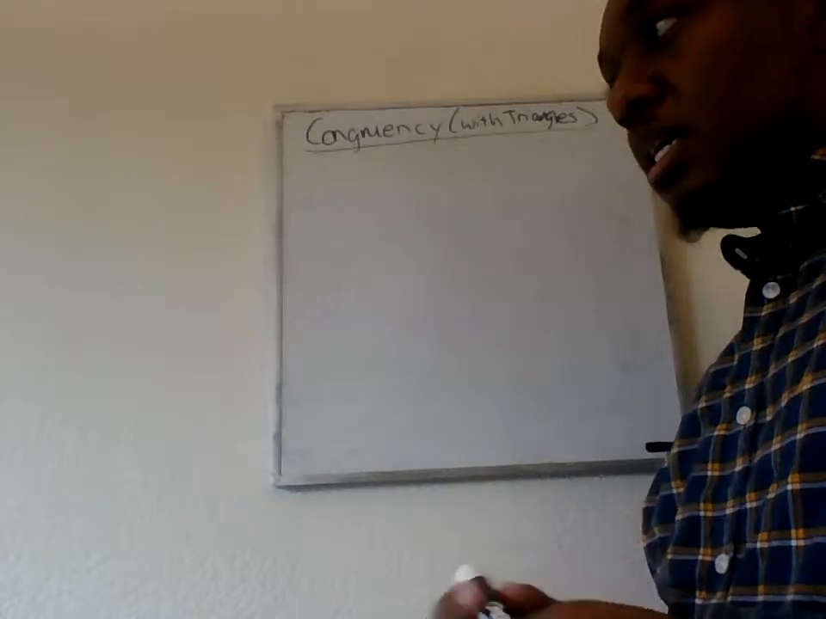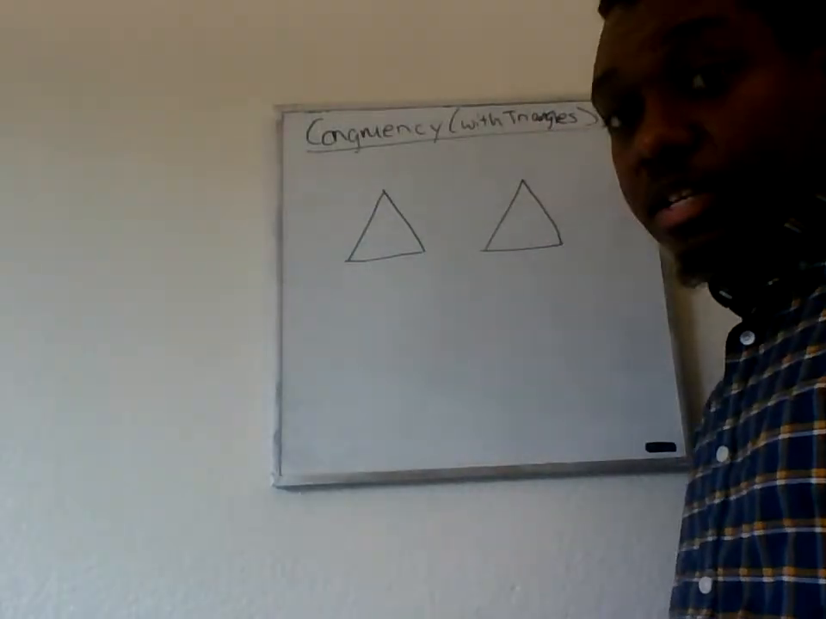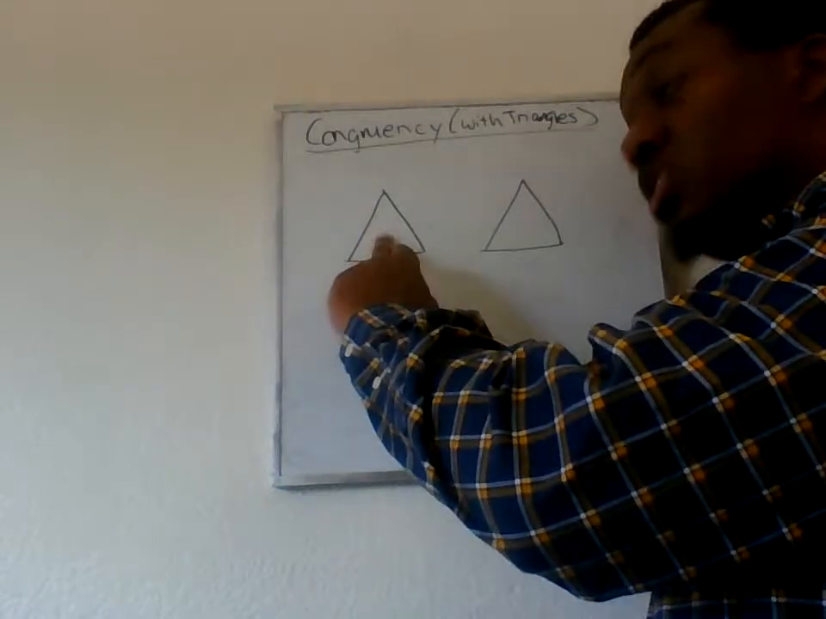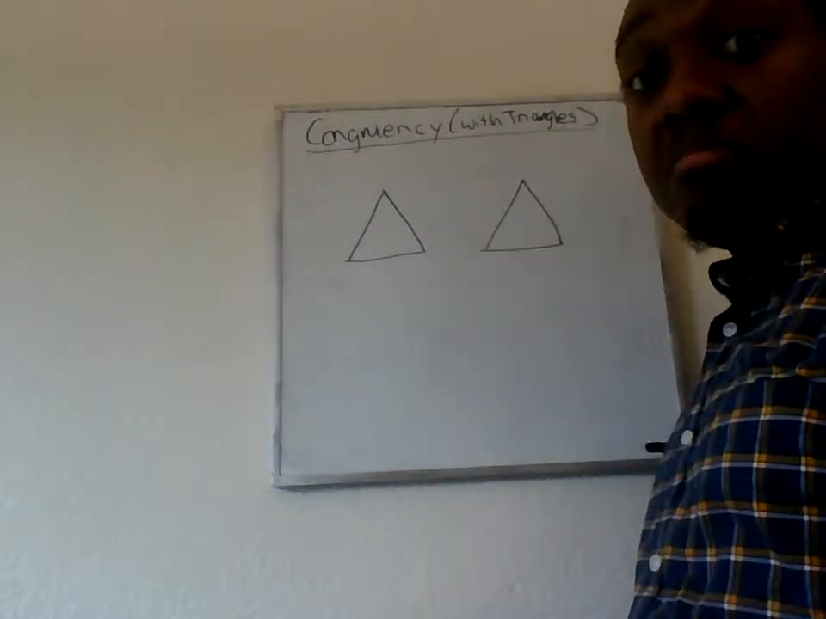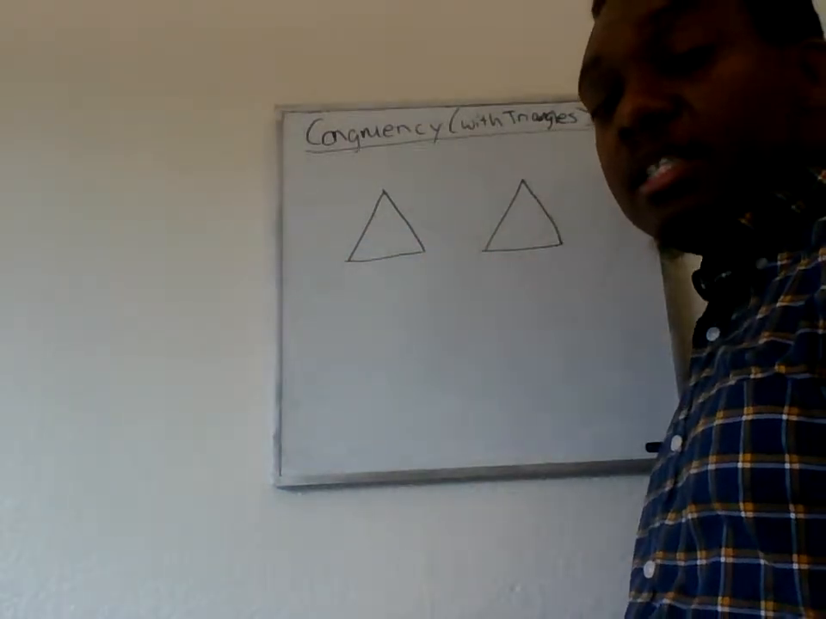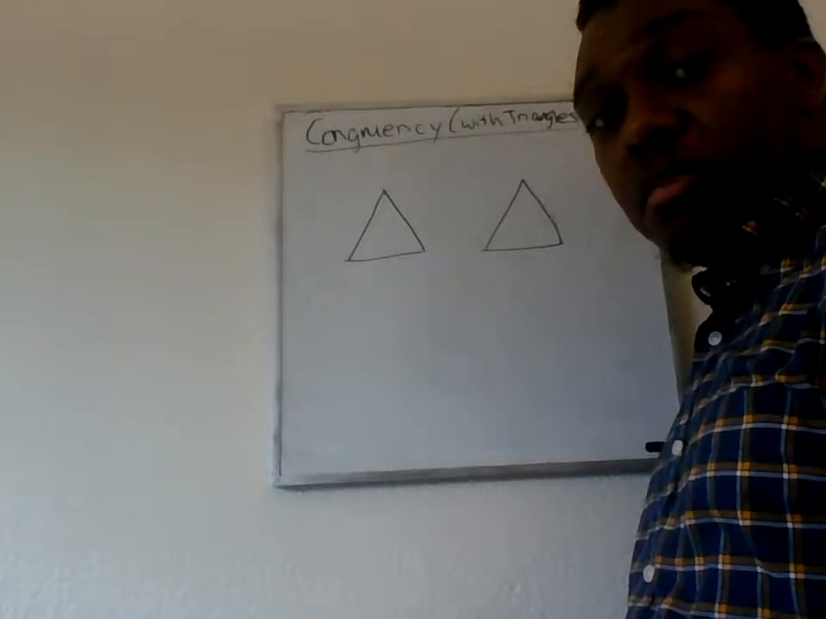I say that only because if I have a triangle here and I tell you that it's congruent to this triangle here, those aren't the same triangle. One lives in this space and the other one lives in here. But they are congruent, meaning they have the same size, shape, and measurements.